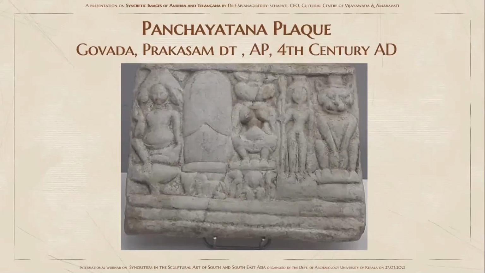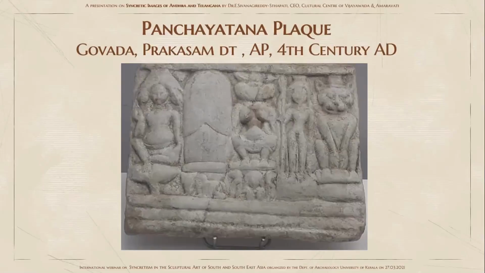This is the best example of what we call a syncretic image, as early as the 4th, 5th century AD. This particular panel is from Prakasam district, very close to a place called Govada near Addanki. Addanki was the first capital city of the Reddy kingdom in the 14th century AD. To identify the location, I am referring to Addanki. So this is the very best panel.